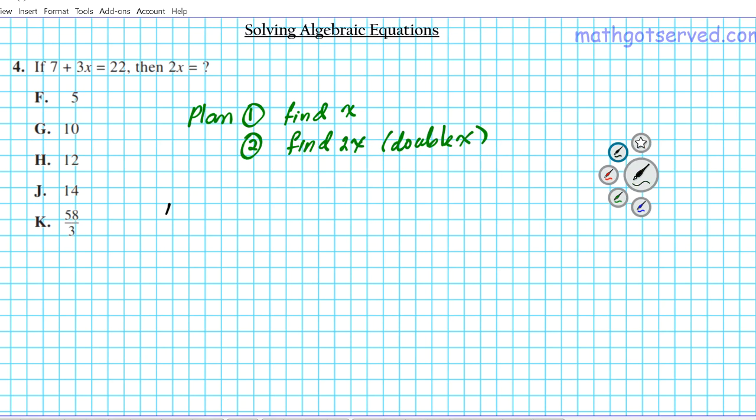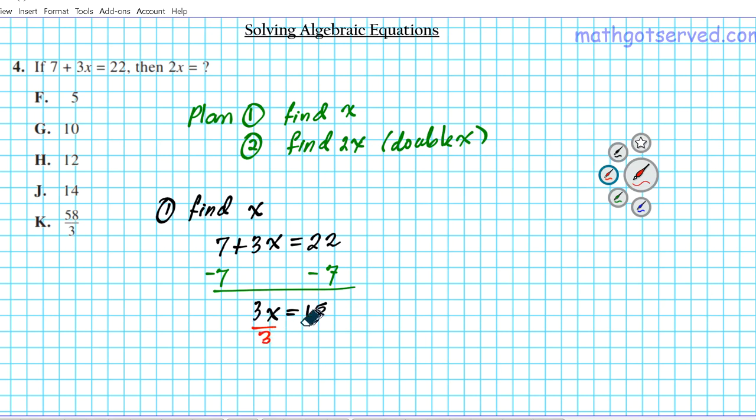Part 1, we want to find x using properties of equality. So 7 plus 3x is equal to 22. Alrighty, so we subtract 7 from both sides to get x isolated. Subtract 7 from both sides. And what does that give us? We have 3x is equal to 15. And then you proceed to divide both sides by 3 to get x isolated. And you have x equals 5.